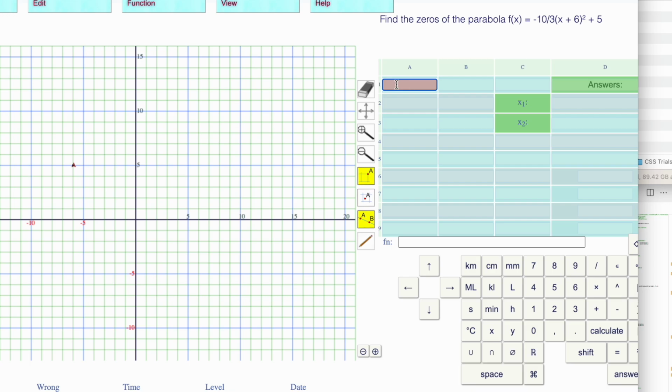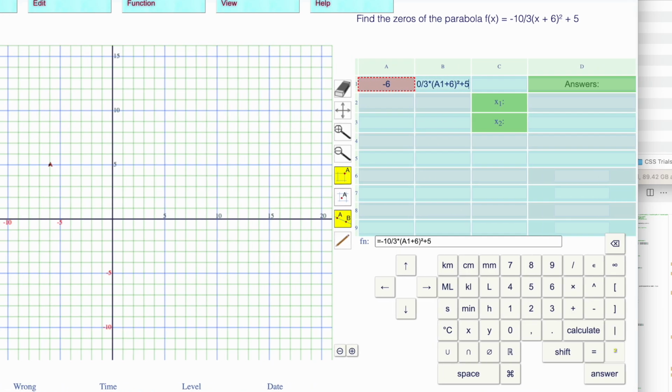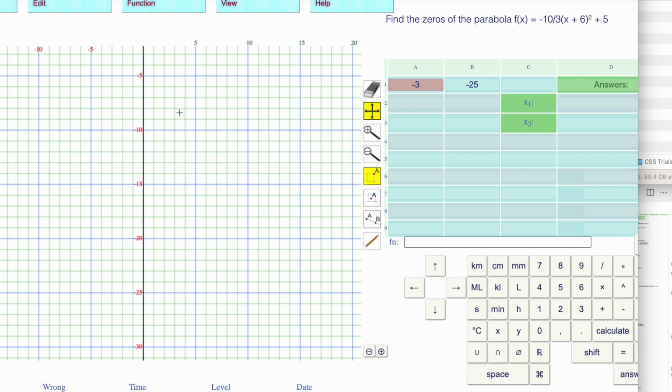Let's go and find some points. I'm going to put in -6: f(x) equals -10/3 times the quantity x plus 6 squared, plus 5. Okay, and we get 5 as expected. Then if I put in something like negative 5, we get a decimal, negative 4, decimal, negative 3, we get negative 25. Let's plot that.